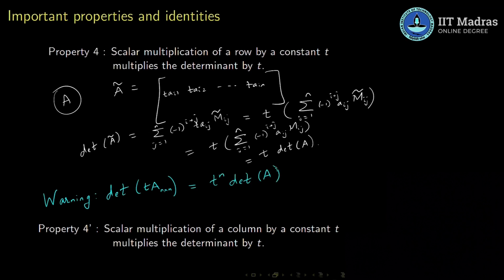Okay, where what is this n? This n is exactly the size of A, meaning the number of rows or number of columns in A. So t to the power n times determinant of A. You won't get t times determinant of A, right? So be careful of this property. It says if you multiply a row by a constant t, then that t comes out in the determinant. But if you multiply the entire matrix by t, then t to the power n comes out of the determinant. This is something students often make mistakes with, so be careful with this.